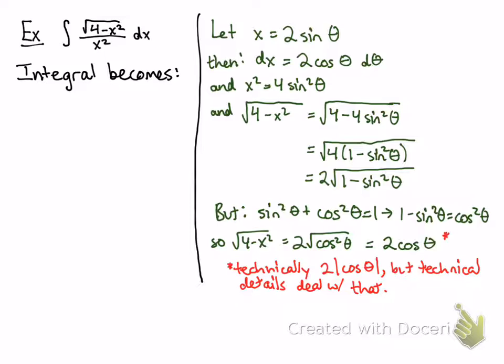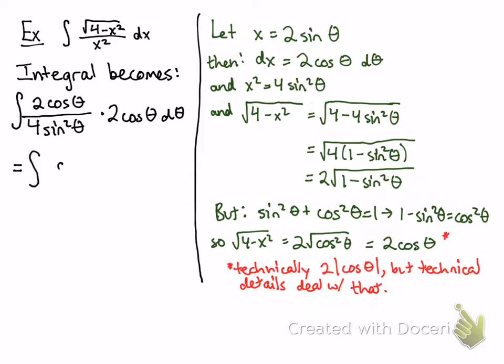The integral will turn into, well, I have the numerator, the 4 minus x squared under a square root. I just figured out that's just 2 times the cosine of theta. The denominator, x squared, is 4 times sine squared theta, and the dx is 2 times cosine theta d theta. So I have a 4 in the numerator and a 4 in the denominator. They cancel, and I just have cosine squared over sine squared, also known as cotangent squared.